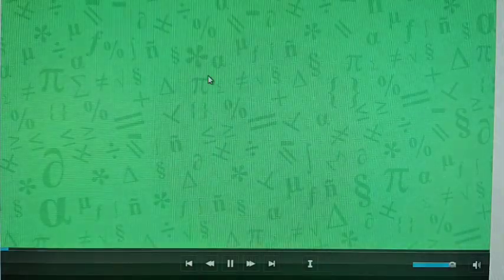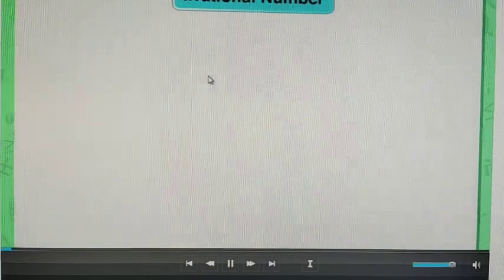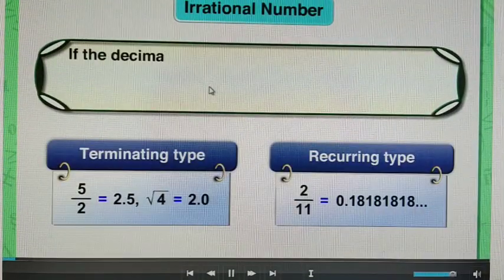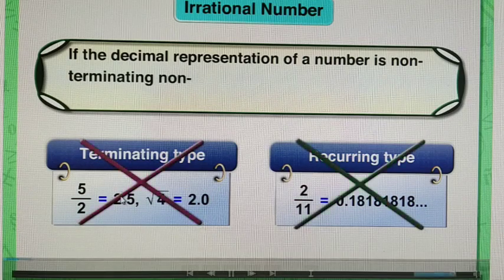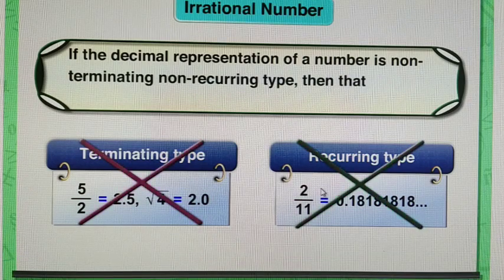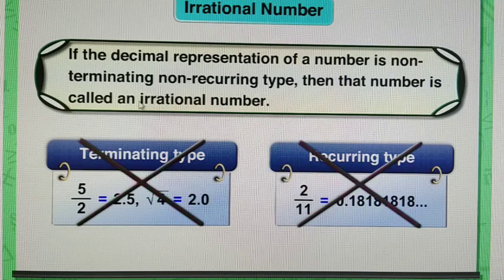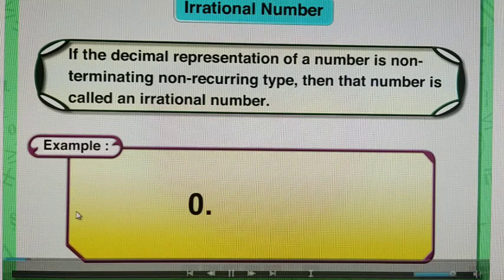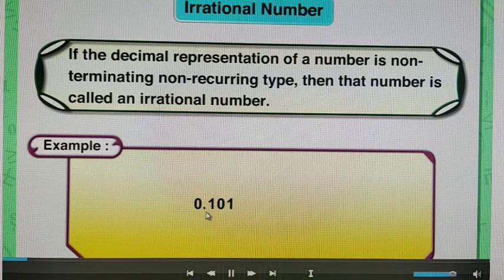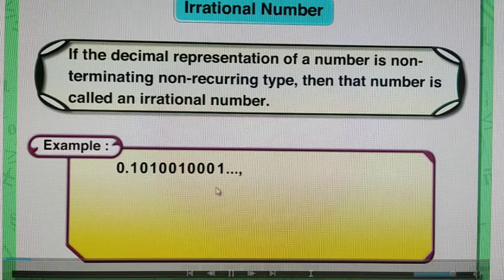Let us see first irrational numbers. If the decimal representation of a number is non-terminating and non-recurring, then that number is called an irrational number. Example: 0.10, and so on is an example of irrational numbers.